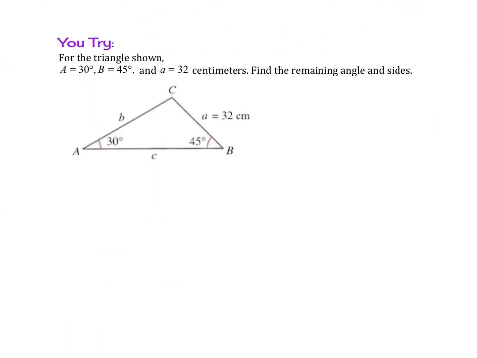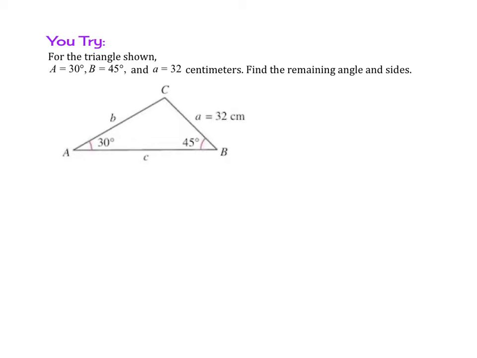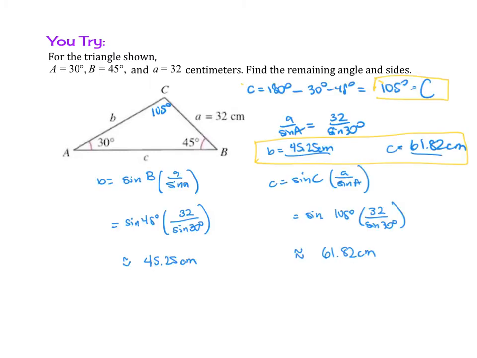So try this example below. You have A is 30, B is 45, and one side is 32 centimeters. So solve for the remaining angles and sides. If you tried this out, you would have found that the angle C is 105 degrees, side b is 45.25 centimeters, and c is approximately 61.82 centimeters.